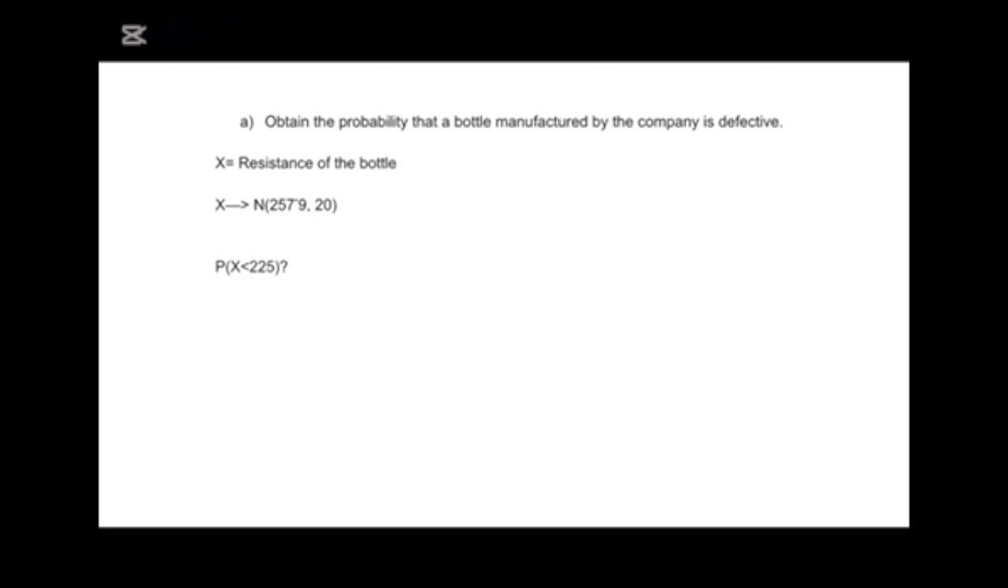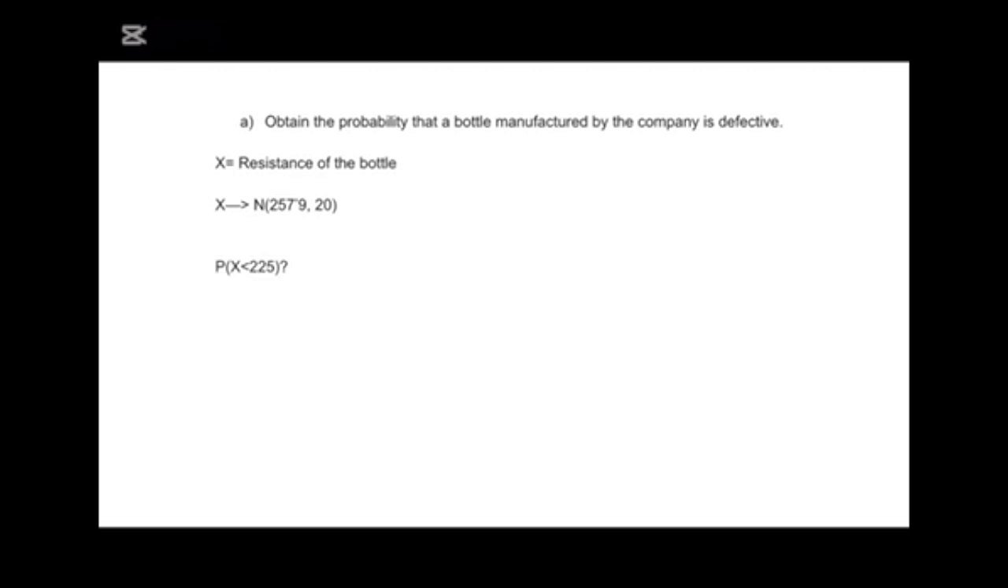In part A, we have to obtain the probability that a bottle manufactured by the company is defective. We know that this is a normal distribution because the statement says that the resistance to internal pressure of a soft drink bottle manufactured by the company is normally distributed. We also know that the variables are independent, so now we are going to R Commander to solve it.